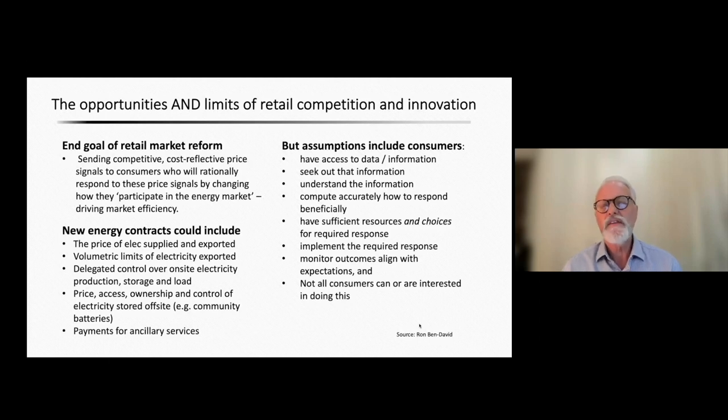But the assumption there is that consumers have access to data, can work with this data and make efficient choices. And clearly not all will be able to, particularly in our context. And so that issue I raised right at the beginning, the default offerings to consumers, is important.